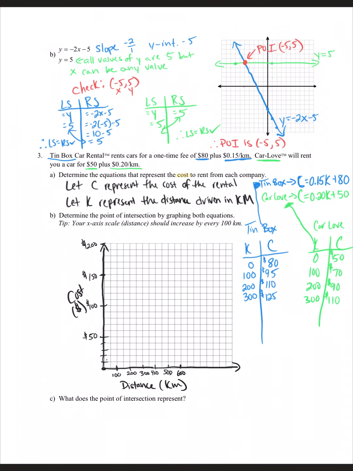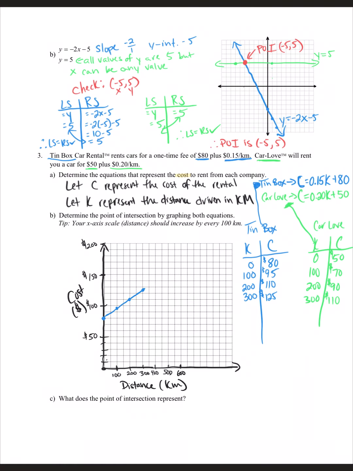Okay, so if we plot that first line, for Tin Box, when we drive 0 kilometers, it's still going to cost us $80. We're going to have a point there. At 100, it's going to cost us $95. At 200, we're at $110. And at 300, we are at $125. So somewhere like there. Okay, so we can connect those dots, and we'll see where we're at.